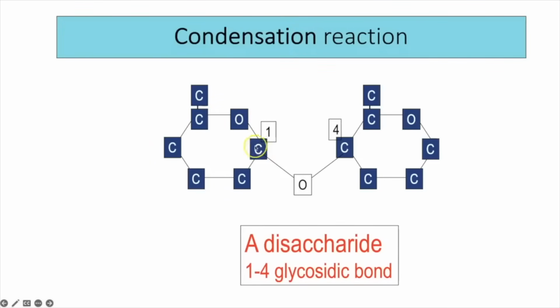So this would be carbon 1, 2, 3, 4, 5 and 6. And same on this one, 1, 2, 3, 4, 5, and 6. So this is a 1,4 glycosidic bond.